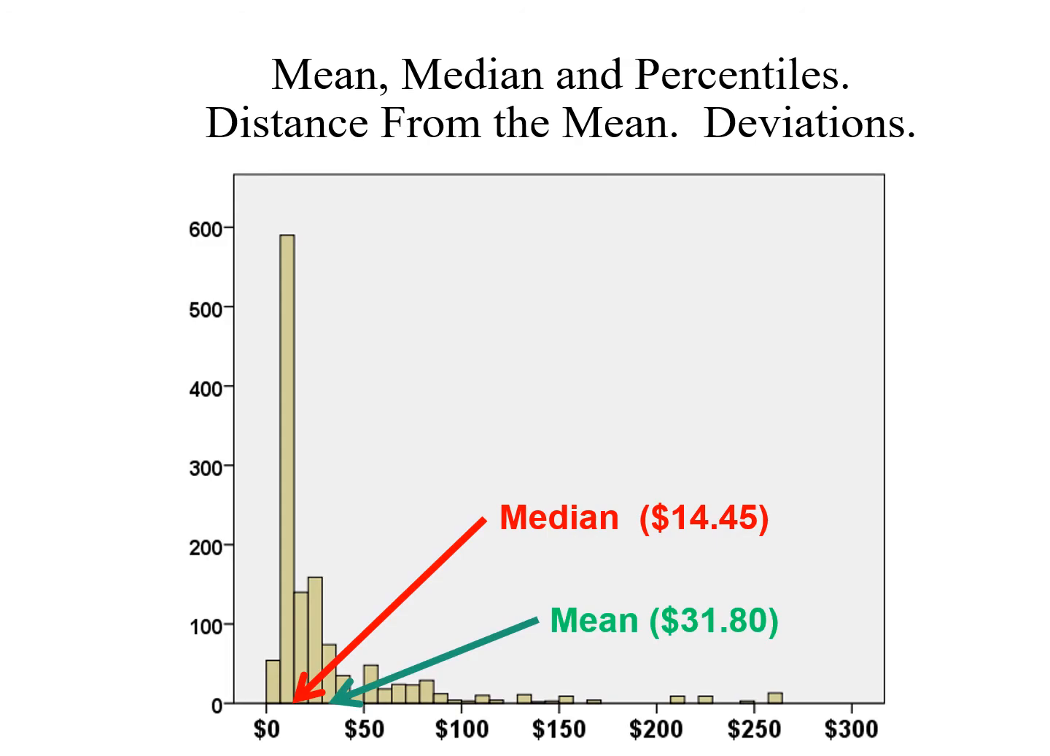Okay, so let's go on with some new material. Before we move on, please take some time to jot down any questions you may have about what we covered last time. Today we'll be talking about several different topics. First, we'll talk about mean, median, and percentiles. Then we'll talk about the distance from the mean, and we'll finish off by talking about deviations. Make sure to jot down questions to ask during office hours.